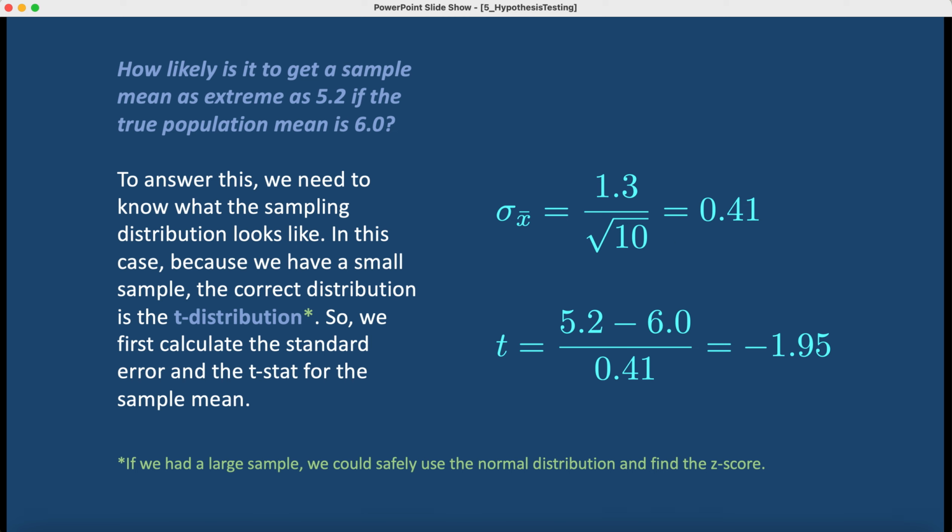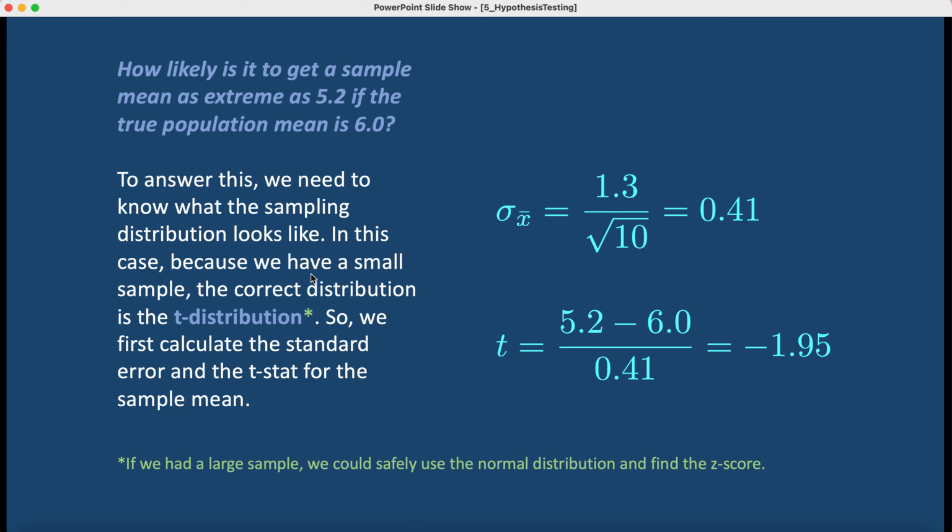So if we want to frame this very clearly as a question, how likely is it to get a sample mean as extreme as 5.2 if the true population mean is 6.0? So to get there, we think about the sampling distribution. And remember, the sampling distribution is, you can picture a normal distribution where the mean value is the population mean, and the spread in that distribution is the standard error. So how much from sample to sample we expect there to be variance.